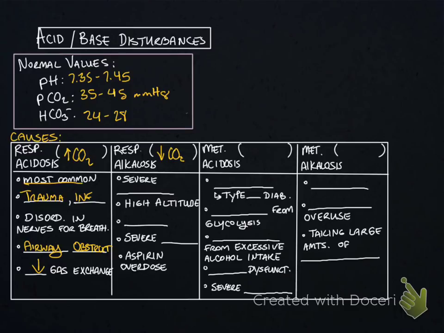On the flip side, if you have a lower than normal CO2 and it results in respiratory alkalosis, this could just be from severe anxiety or high altitude, being at a high elevation. CHF. What's CHF? Congestive heart failure, severe anemia, or even an aspirin overdose.